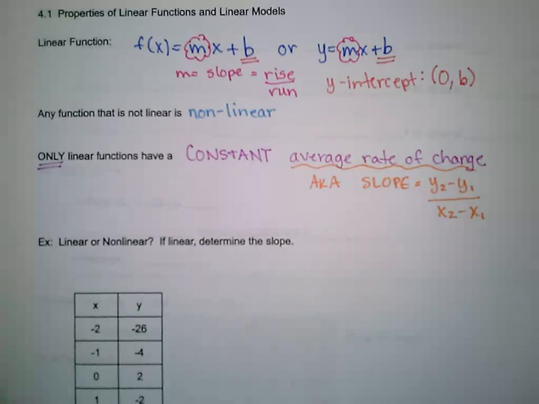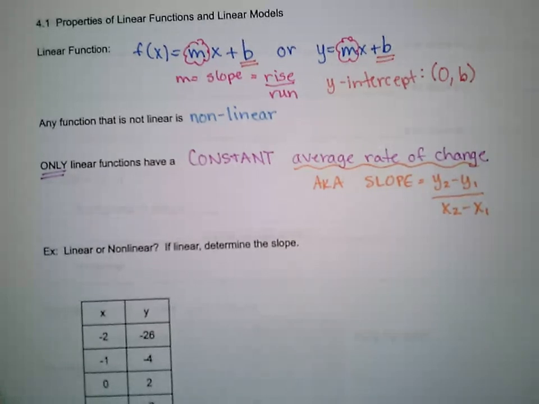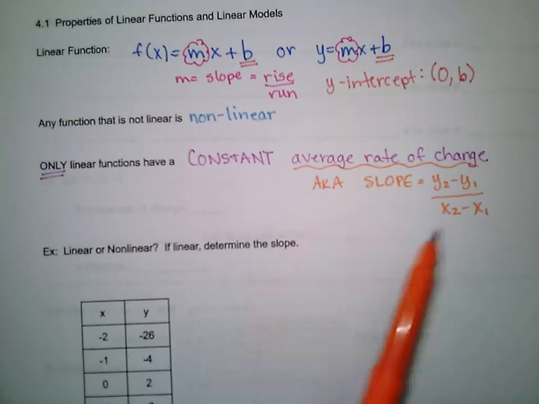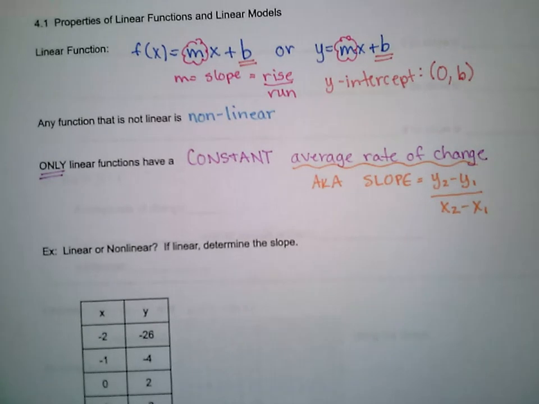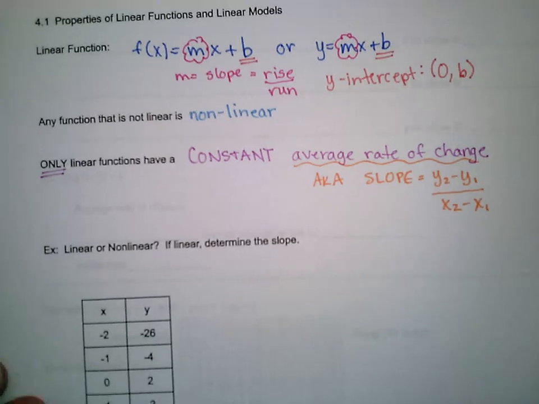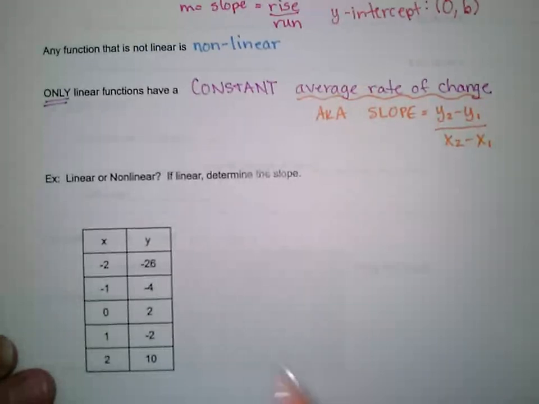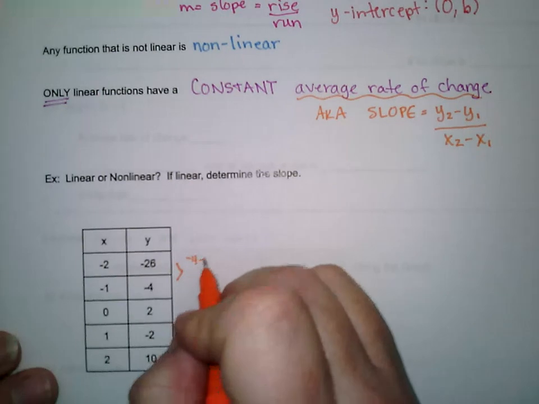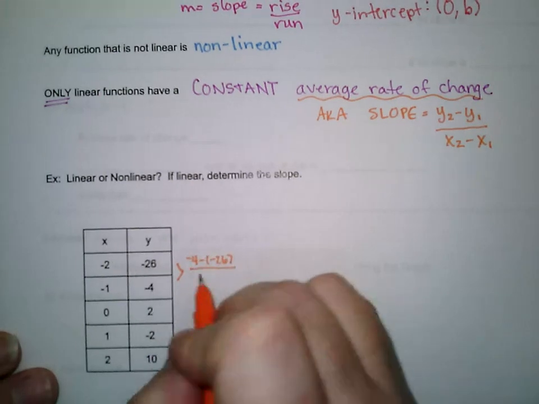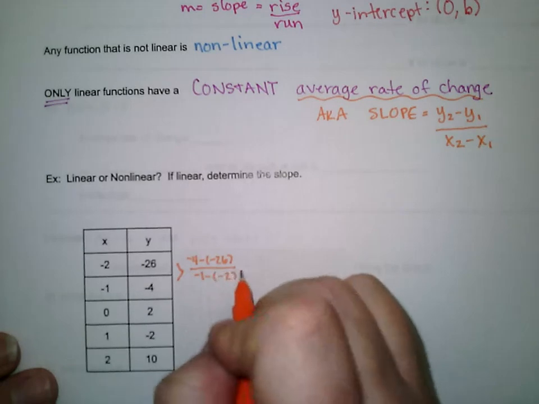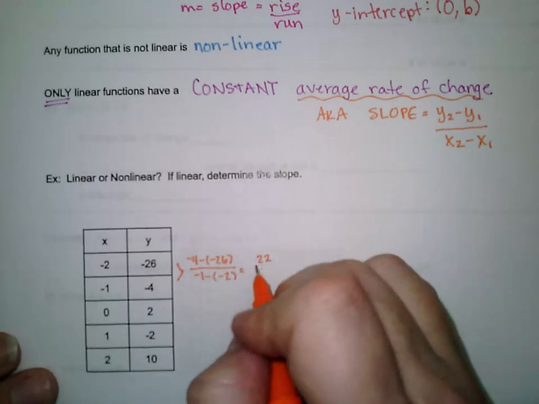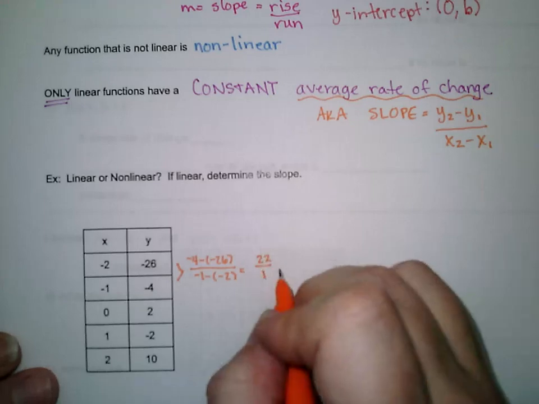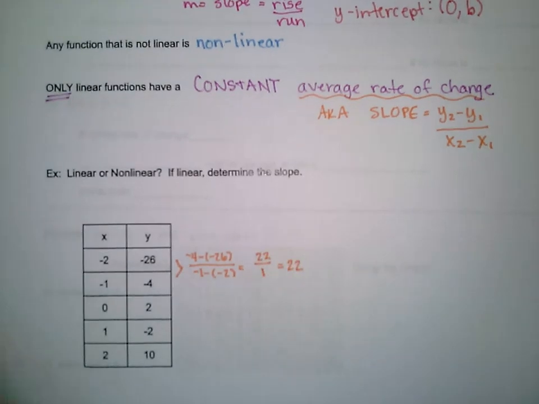So what we're going to do to determine if a set of ordered pairs like this table is linear or nonlinear is we're going to check the average rate of change, or the slope, between each two consecutive ordered pairs. And if it's the same each time, then it's going to be a linear function. So we'll do the slope between these 2 points. So we'll do -4 minus -26 over -1 minus -2. So that's going to give me a positive 22 over 1. So my slope, or average rate of change, will be 22.